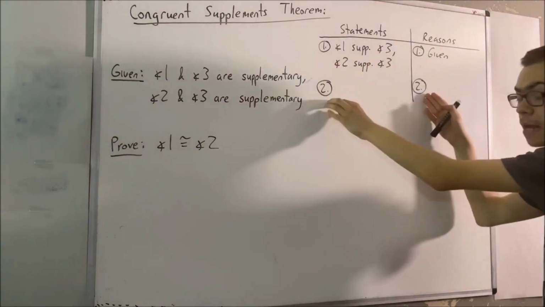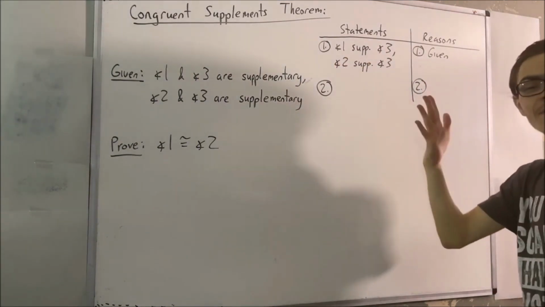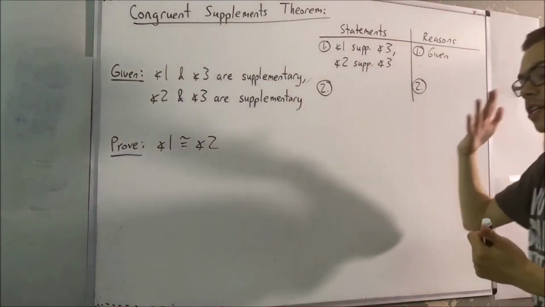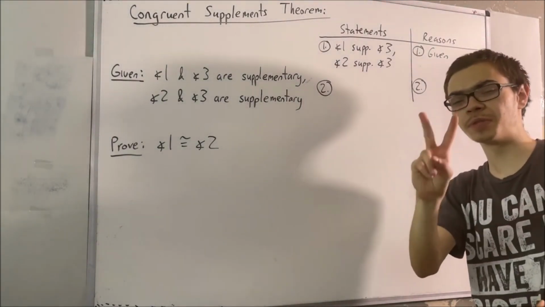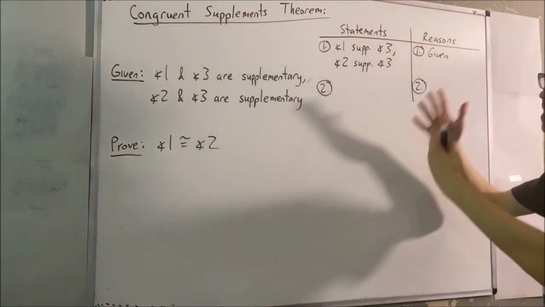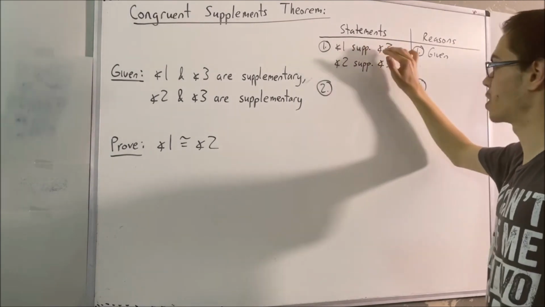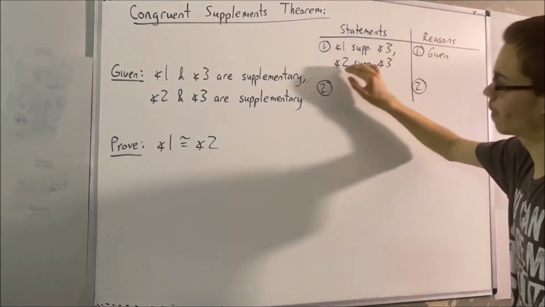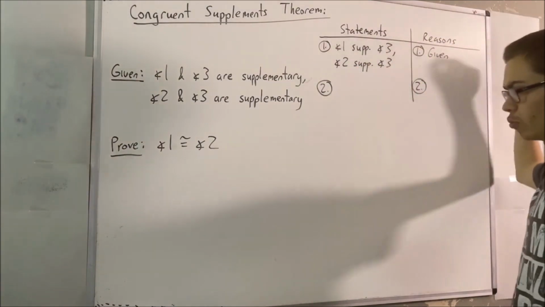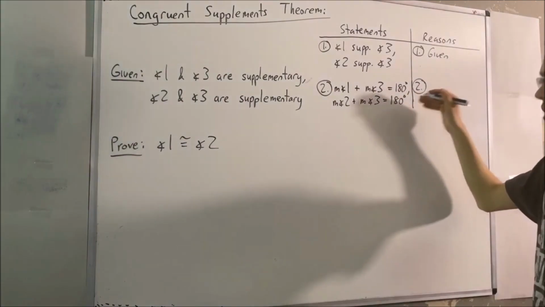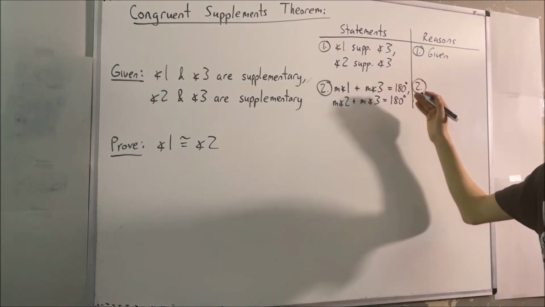Now, for step 2, we can apply the definition of supplementary angles. And if you recall, supplementary angles are two angles whose measures add to 180 degrees. So from that definition, that means that the measure of angle 1 plus the measure of angle 3 equals 180 degrees, and the measure of angle 2 plus the measure of angle 3 equals 180 degrees. So this is based on the definition of supplementary angles.